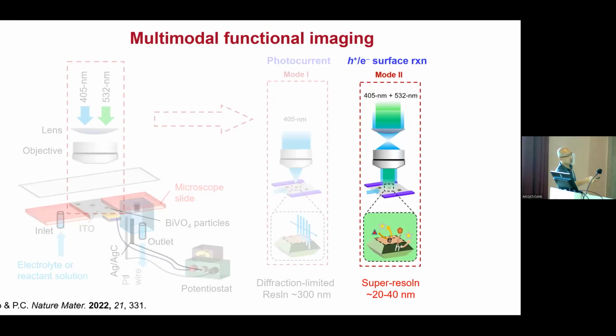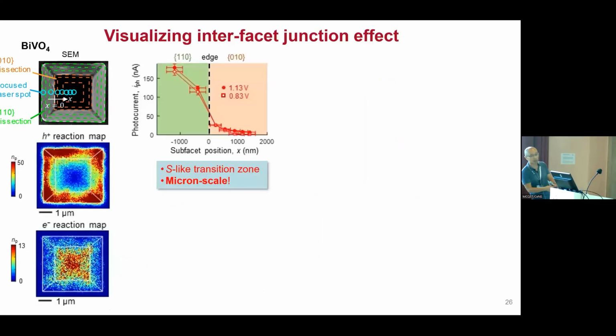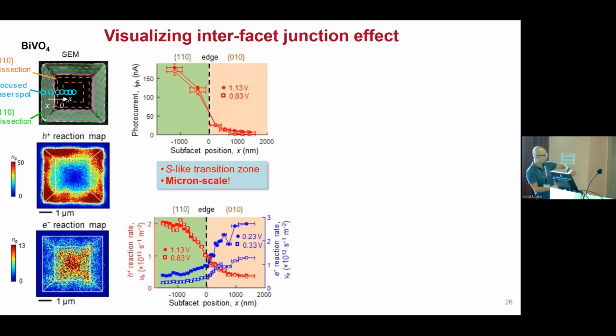So Shen implemented super-resolution reaction imaging. He used fluorogenic reactions that probe surface holes and surface electrons specifically, by generating a fluorescent reaction product so we can do single-molecule fluorescence imaging. The reactions are shown here, I won't get into them. By mapping out every single reaction, you can map out the hole-induced surface reaction and the electron-induced surface reaction, and differentiate between the two facets. You can quantify the hole reaction rate and the electron reaction rate as a function of position at many different electrochemical potentials. Again, you can see the S-like transition zone.